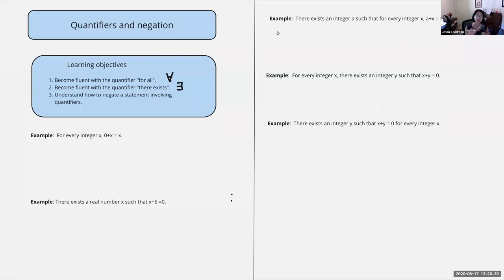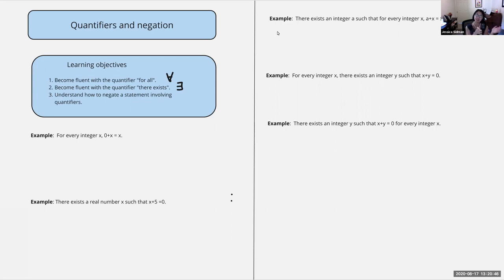So I want to take you through a few examples where we'll practice translating sentences into logical statements back and forth. We will try to think about whether the statements are true or false, and we'll think about how to negate them. Okay, let's go. So the first statement is, for every integer x, 0 plus x is x.